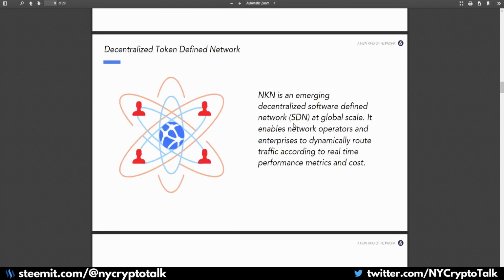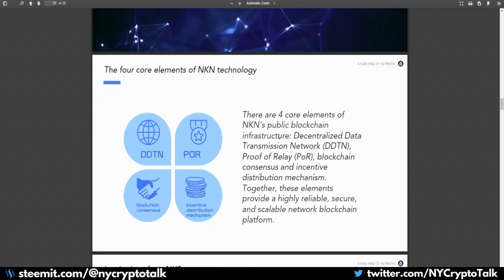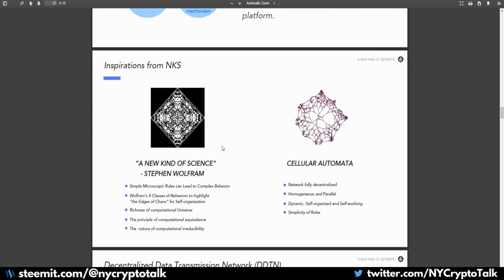They also want to be the first or the main decentralized software-defined network at a global scale. It enables network operators and enterprises to dynamically route traffic according to real-time performance metrics and cost. And then they talk about how they're going to do it. The four core elements of the NKN technology are the decentralized data transmission network, the proof of relay, the blockchain's consensus, and the incentive distribution mechanism. So these are the main four core elements of the NKN technology.